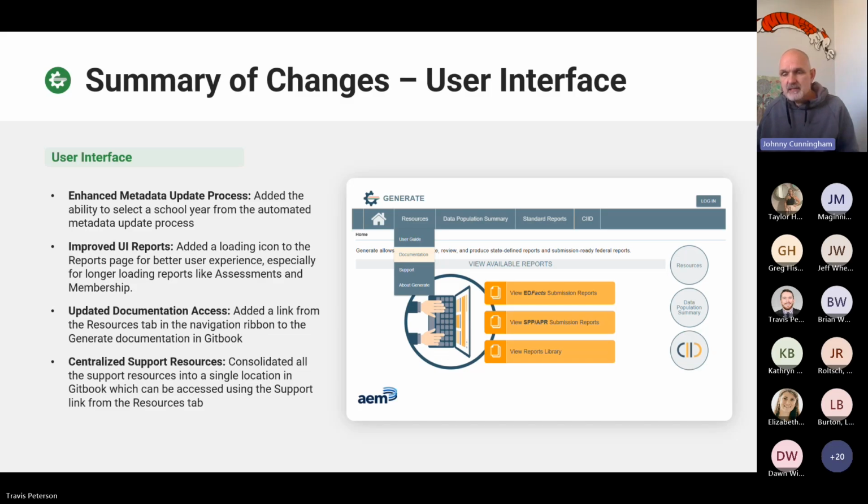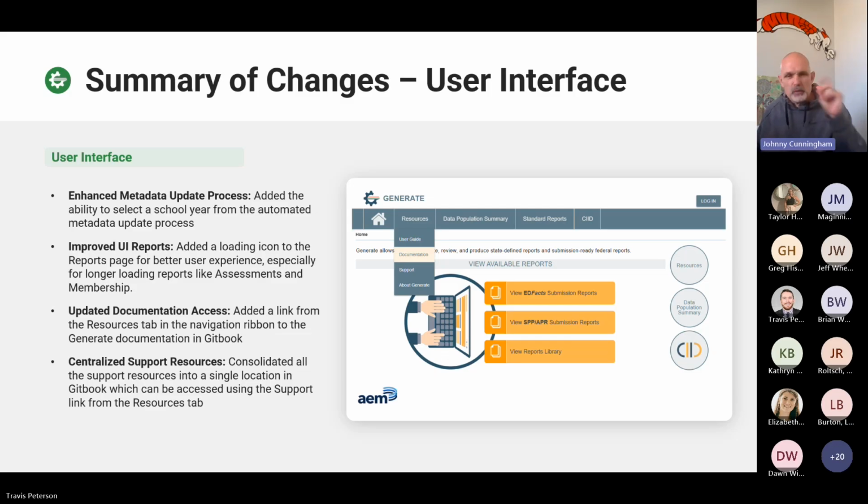And so that's this enhancement: now there is a year selection. So if you need to get metadata from a previous year for whatever reason, there is now a selector on that screen that allows you to pull up previous year's metadata if you need it.